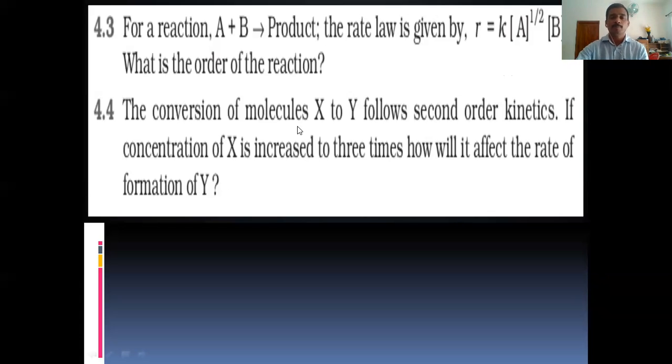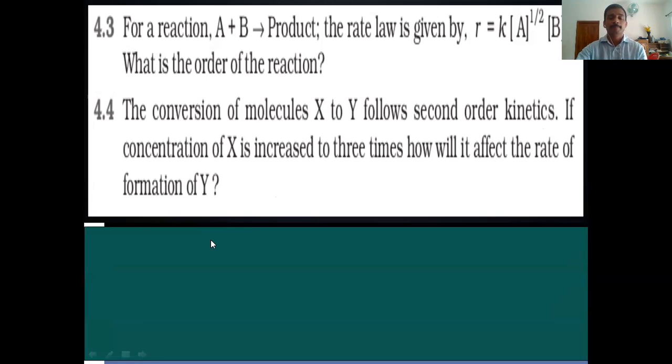The conversion of molecules X to Y follows second order kinetics. What is the meaning of second order kinetics? Order is 2. The concentration of X is increased to 3 times. How will it affect the rate of formation of Y? The concentration of reactant increased 3 times, surely the rate of the reaction also will increase. But what is the relationship? We can use the rate law expression.